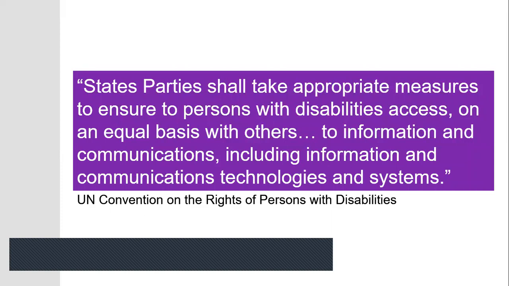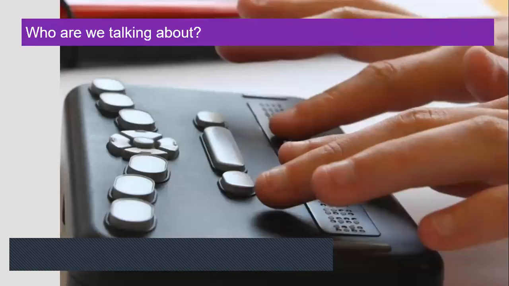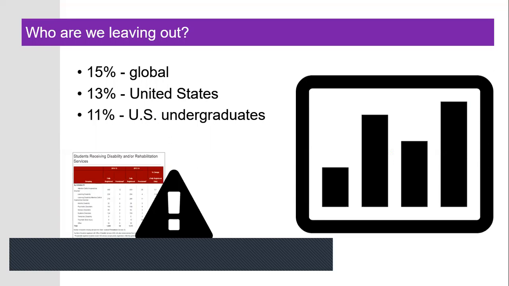Access to information and communications is also a basic human right, according to the UN Convention on the Rights of Persons with Disabilities. So just who are we talking about when we talk about disability, and who are we leaving out when we fail to design for accessibility? Figures from the World Health Organization indicate that about 15% of the world's population lives with some form of disability. In the U.S. Census Bureau's latest American Community Survey, an estimated 13% of the U.S. population reported a disability. And the latest data from the U.S. Department of Education indicates that about 11% of undergraduates at degree-granting post-secondary institutions like ours report having a disability.